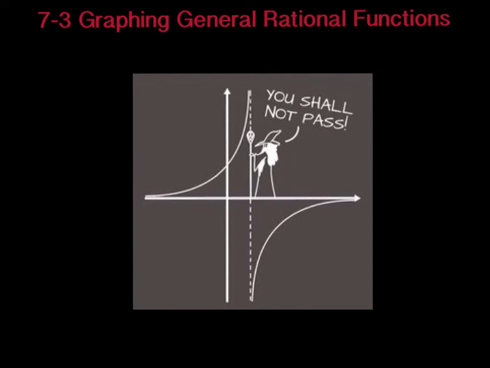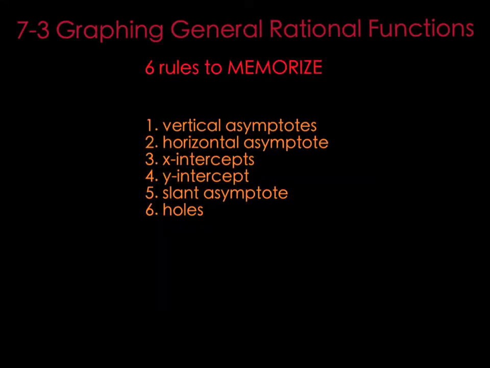So here we go. When we graph general rational functions, there are 6 main rules that I want you to memorize, and these are explained in more detail on the handout that I've given you. Those rules apply to vertical asymptotes, which we've talked about, and the horizontal asymptote. There's only going to be one horizontal, but there could be more than one vertical. X-intercepts and Y-intercept: you can have more than one X-intercept, but you can only cross the Y-axis one time, if it crosses it at all. You might have a slant asymptote. Those are kind of tricky, but we'll get there. And holes. You could have a hole in your graph.